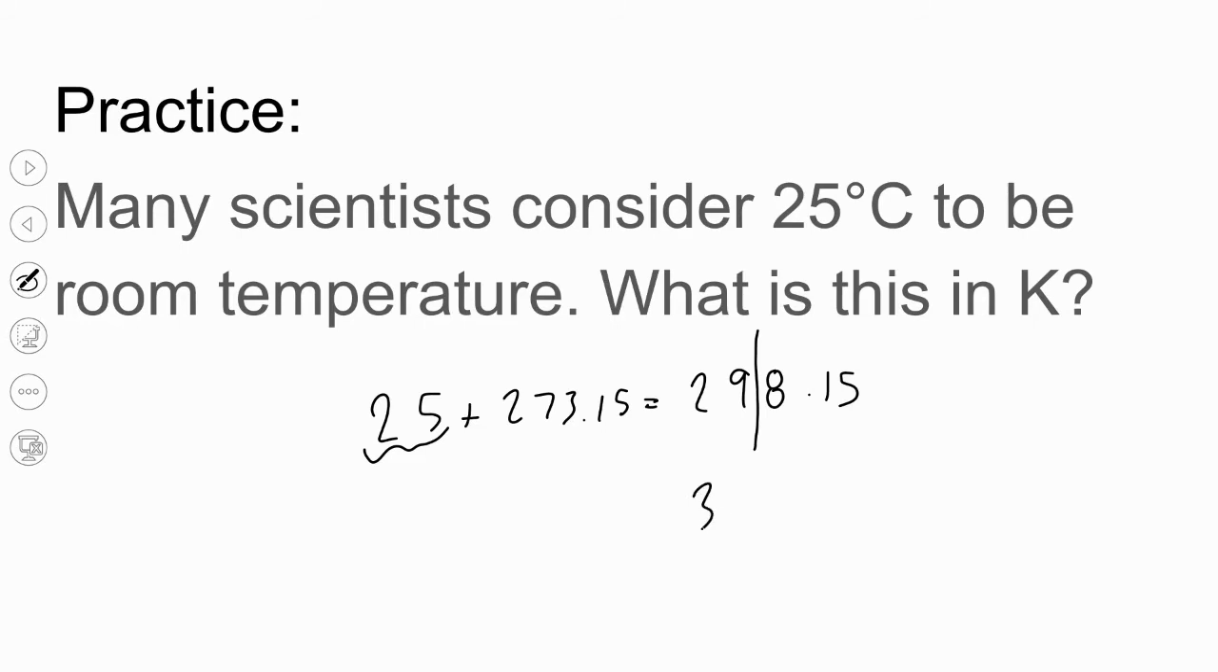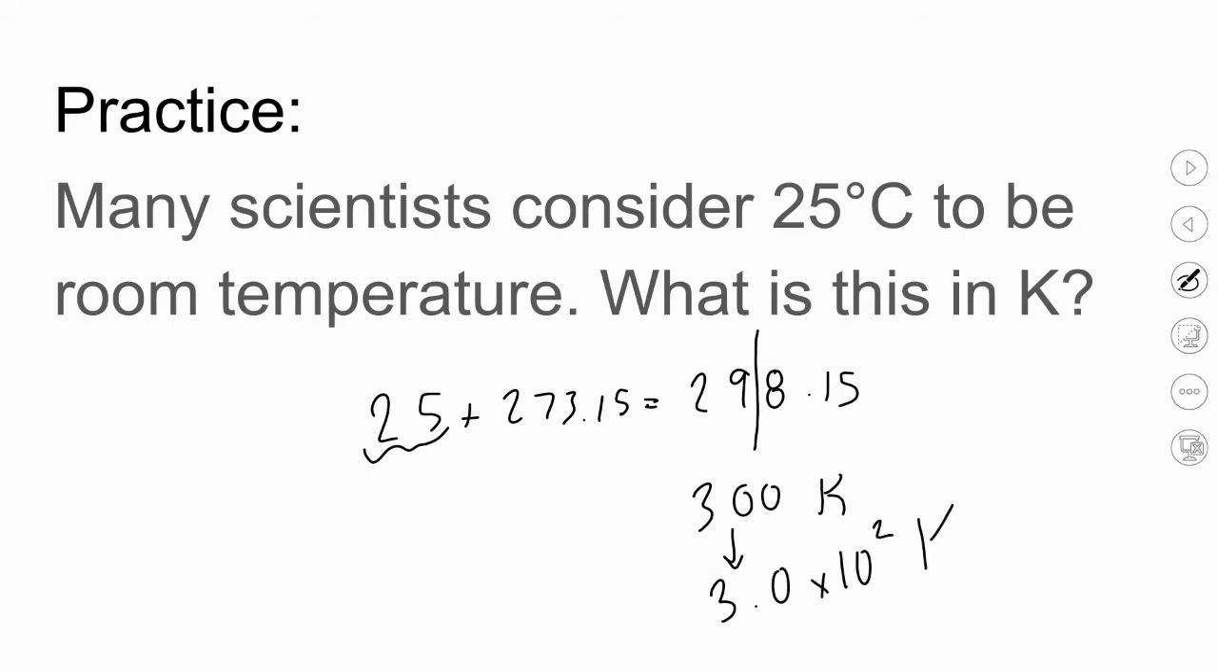Good. So this is going to be 300 Kelvin, but this is ambiguous. We don't know how many sig figs it has. So we're going to do this, 3.0 times 10 to the 2 Kelvin. Then we know for sure we have 2 sig figs. So no one really does this in real life, but I'm pretty sure Alex is going to ask you to do it like that. In real life, you probably just put 300.